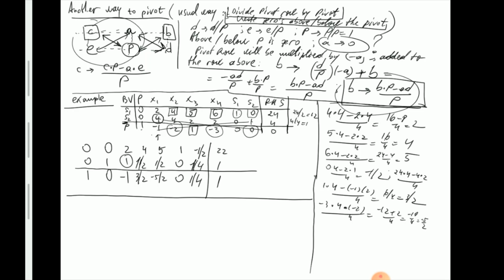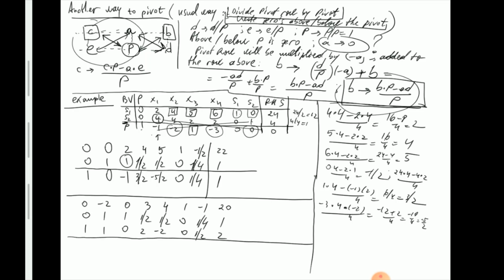So the next tableau should be 0, minus 2, 0, 3, 4, 1, minus 1, 20. I wonder how many of you actually are going to do the exercise. I know there are some of you who do what they're supposed to do, but the opposite is also true. Just remember, this is not me punishing, it's just practice. Love it or hate it, math requires practice, and it's as simple as that. And if you have to take this class, you might as well practice, and practice some more.